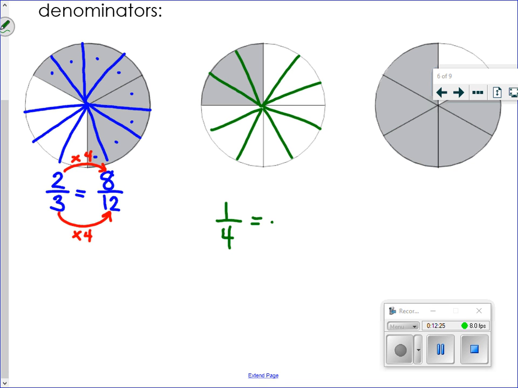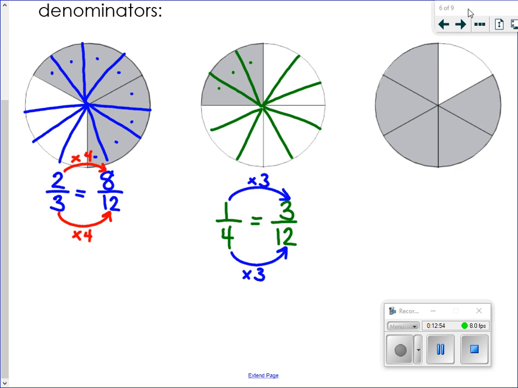Okay, so now we have 12ths. How many of those 12ths are shaded? 1, 2, 3. 3 12ths are shaded. Okay, let's check and see what have we multiplied my numerator by to get 1 times what to get 3? Times by 3. So let's see if we did the same thing on the bottom. 4 times 3. Does that equal 12? Yes, it does.